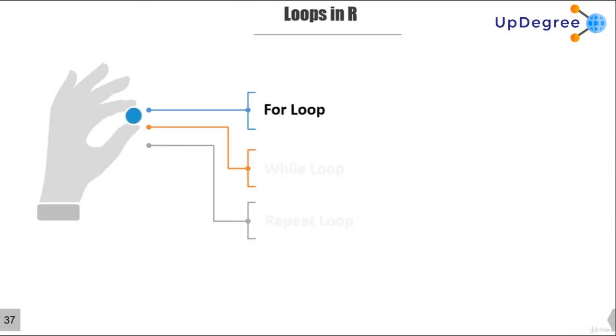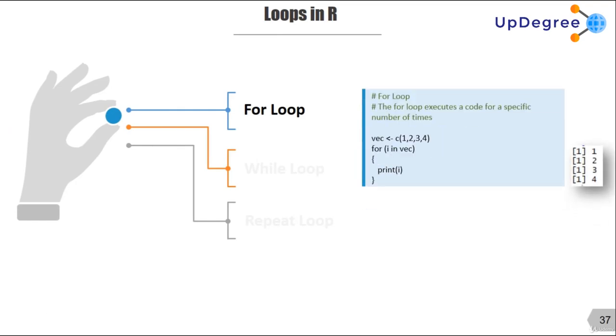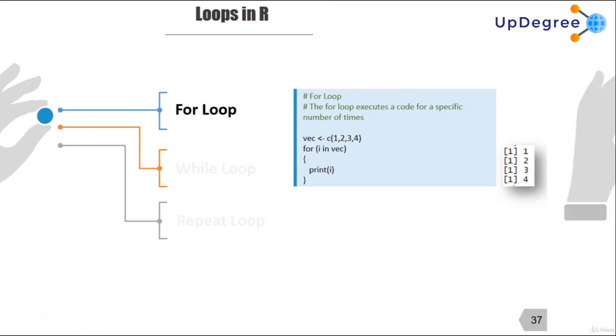So let's take an example first. For the for loop, suppose you are storing 1 2 3 4 in a vector using the combine function, and then you write for i in the vector 1 2 3 4, so 4 times you are asking it to run that loop, and you are asking to print i. So i will start from 1, then 2, then 3, then 4. That's how you see the output 1, 2, 3, 4. That's how a for loop works. It's exactly similar to any other language as well.